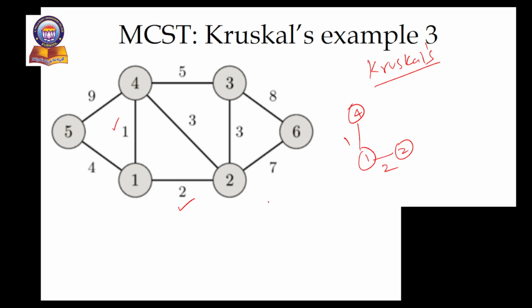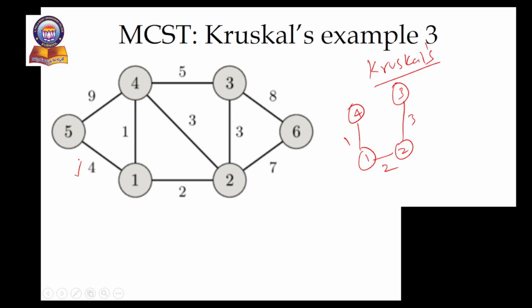Similarly, what is the next minimum? The next minimum can be 3, or it can be this other edge. If I draw from 2 to 4 within this tree, then a cycle will be formed, and that is why we cannot take this into the solution. So the next one is 2 to 3 with the cost equal to 3. And what is the next minimum? That is 4. So 4 is the next minimum that has to be taken.